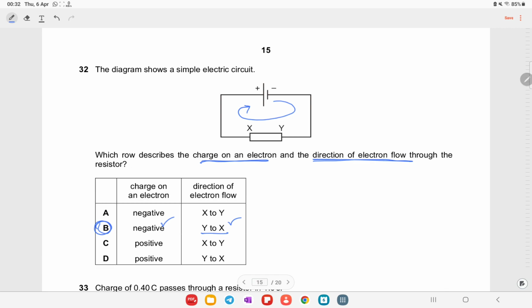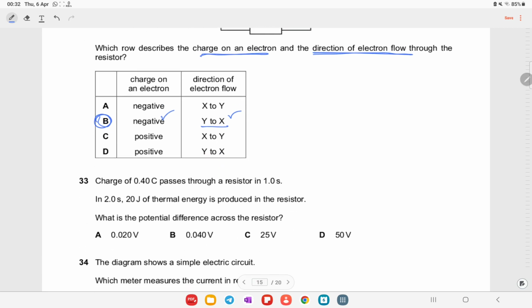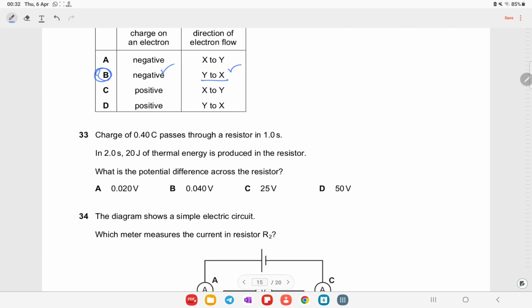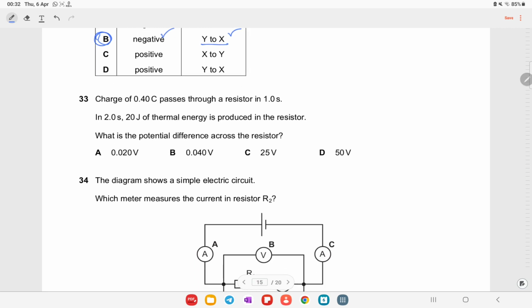Now coming back to the next question. A charge of 0.40 coulomb passes through a resistor in 1 second. In 2 seconds, 20 joules of thermal energy is produced in the resistor. What is the potential difference across the resistor? First of all, we have to find out the electric current. I equals Q over T, that is 0.40 divided by time 1. So this is going to be 0.4 amps.